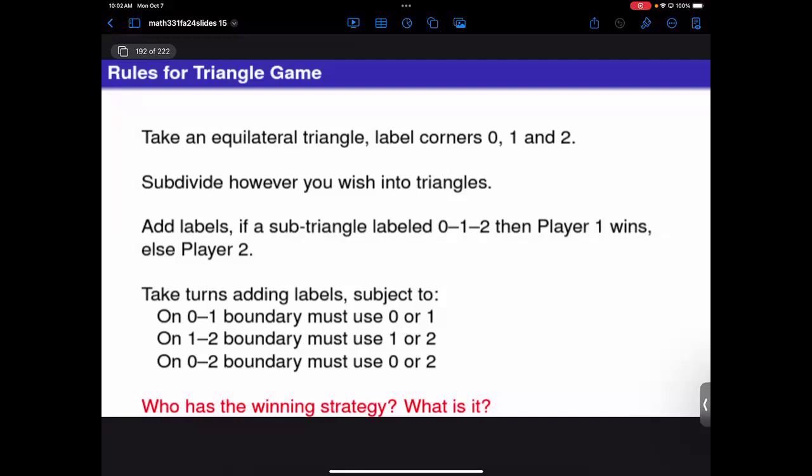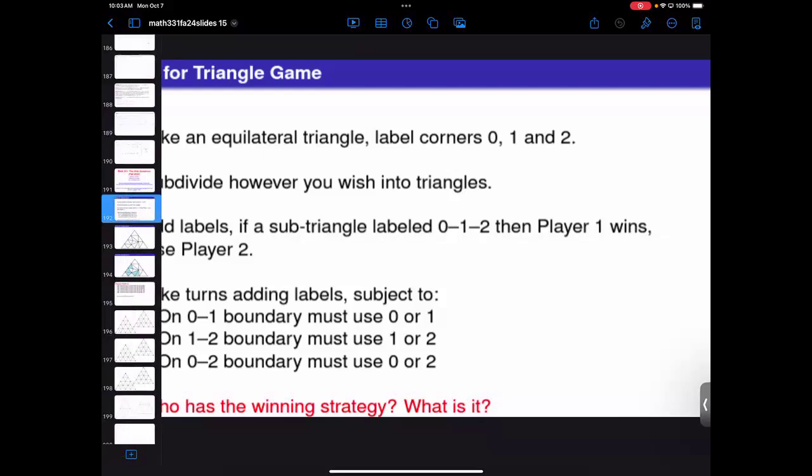And the goal is to add labels. And if there is ever a sub-triangle labeled 0, 1, 2, I win, because I'm going to be player 1. And if there is no triangle labeled 0, 1, 2, then player 2, or you, win. Okay, so we're going to take turns adding labels. And there are a couple of rules. On the boundary, the 3 vertices are going to be labeled 0, 1, 2. On the bottom, you can only use 0s and 1s. On the right-hand side, only 1s and 2s. On the left-hand side, 0s and 2s. And the question is, is there a winning strategy? And if so, what is it?